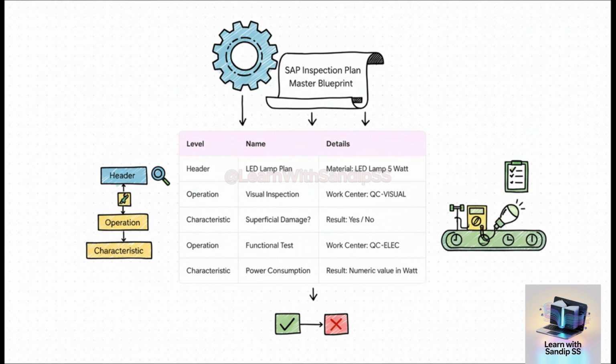First is visual inspection, which we've assigned to the QC Visual Work Center. Under that operation, we have 1 characteristic: checking for damage. Then our second operation is the functional test, which happens at the QC Elect Work Center. And under that, we have the characteristic to measure its power consumption. See, it's just a perfect logical flow from top to bottom.